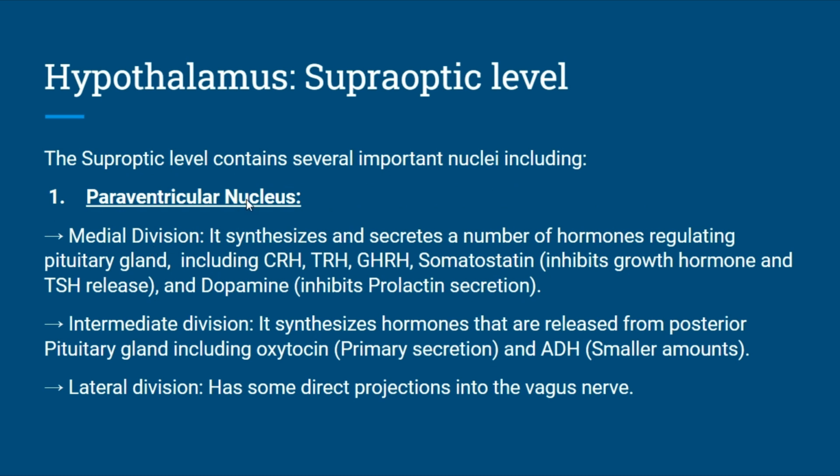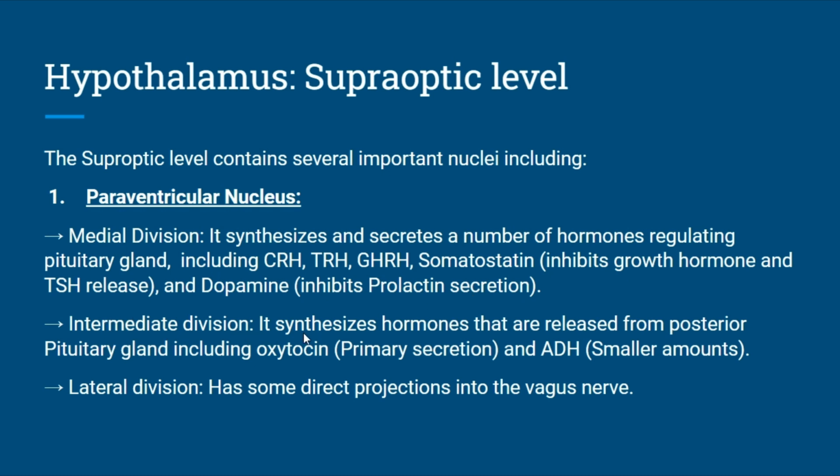Now we're going to look at the supraoptic level. The supraoptic level contains several important nuclei, including the paraventricular nucleus. It has three divisions: medial division, intermediate division, and lateral division. The medial division synthesizes and secretes a number of hormones regulating the pituitary gland, including CRH, TRH, GHRH, somatostatin, which inhibits growth hormone and TSH release, and dopamine, which inhibits prolactin secretion.